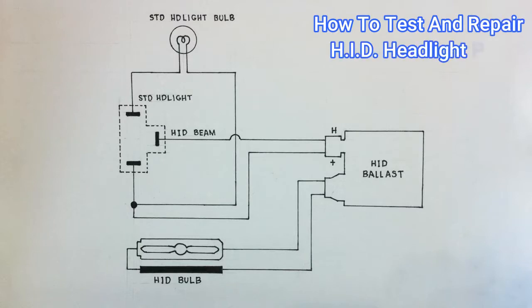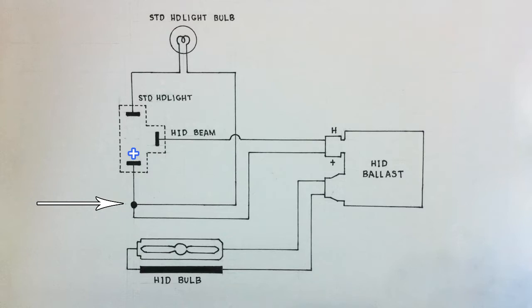Here's the circuit diagram of the HID headlight system. The standard headlight bulb and the positive terminal of the ballast are connected, and this will go to the positive side of the car battery via a relay, and these terminals will go to the negative side of the battery via the headlight selector switch.